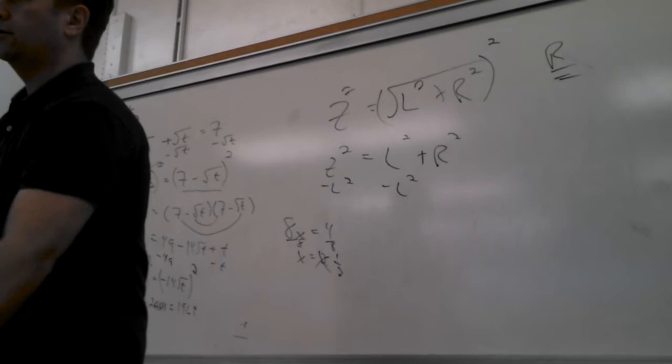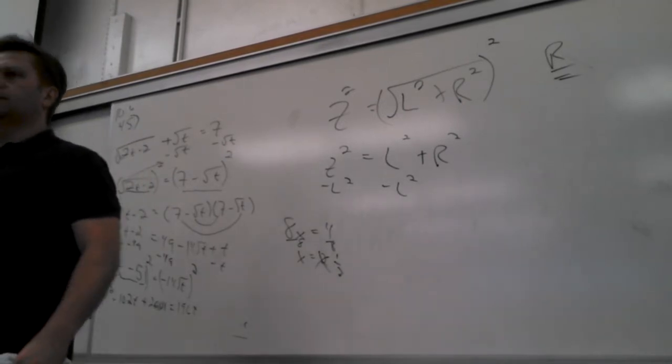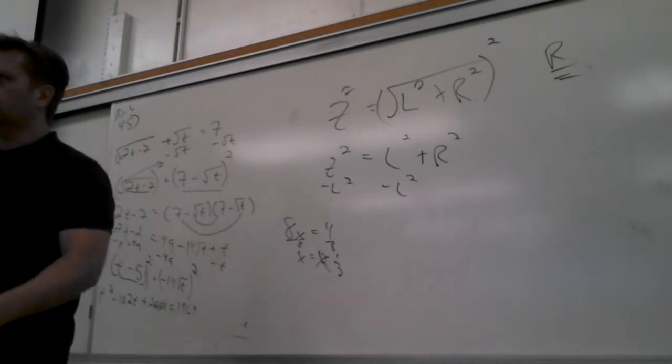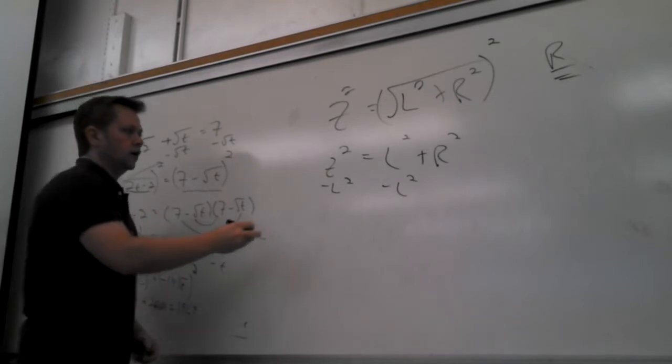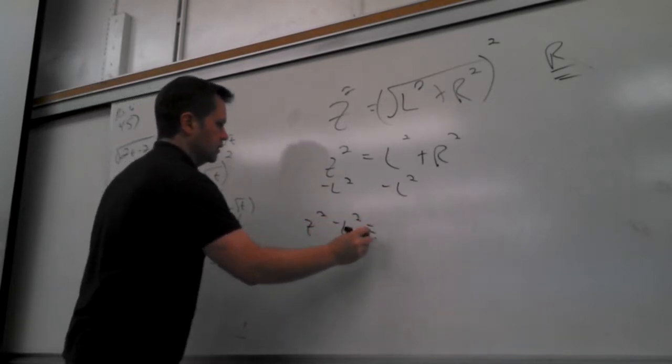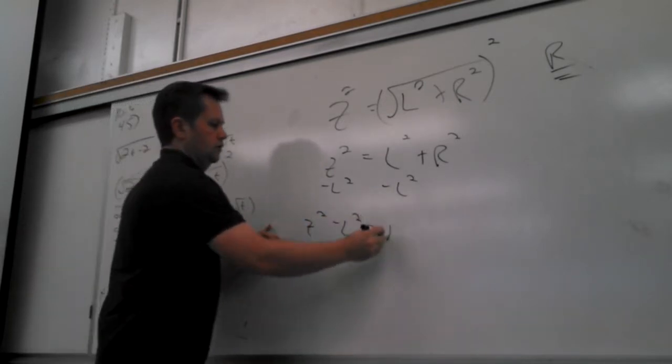A lot of times your brain just goes, oh yeah, this is what's going to happen. No, brain. Algebra is not hardwired into you. So let me do it so I can see what's happening. So here I get what? What is z squared minus l squared? Z squared minus l squared. Equals. And I've got one more step.